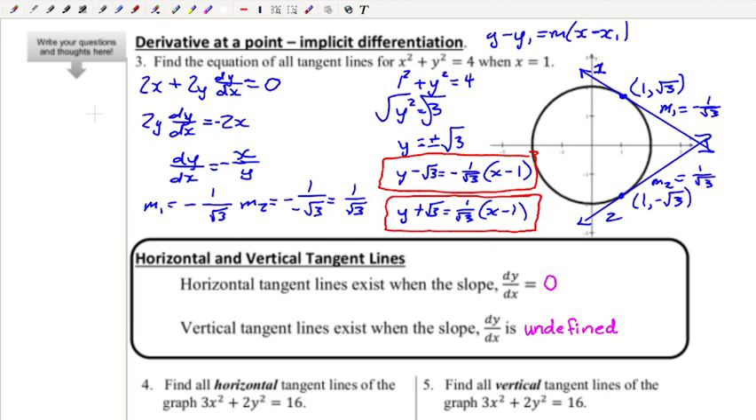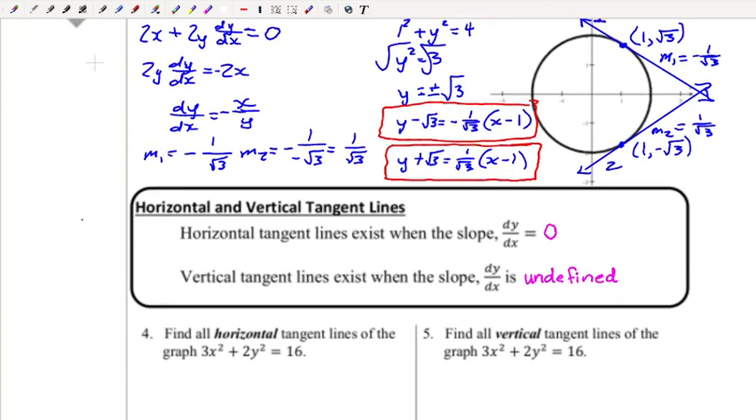So again, a similar idea for how we found tangent lines with explicit differentiation. You need to be able to have a point to plug in, and you need to be able to find the slope, and you use the derivative in order to find the slope. It's just that now we're using implicit differentiation to find the derivative, and because our equation is not explicit, we're going to have to solve for y values for points.